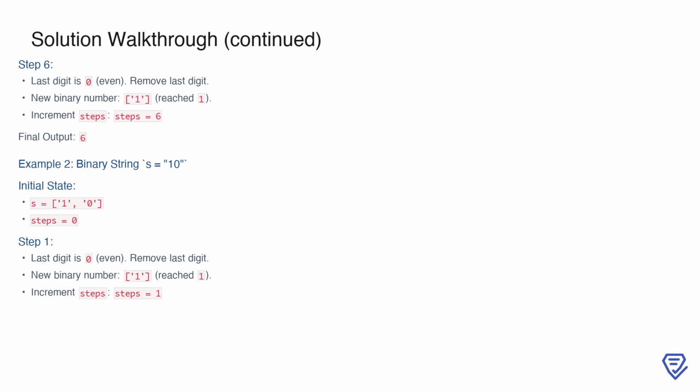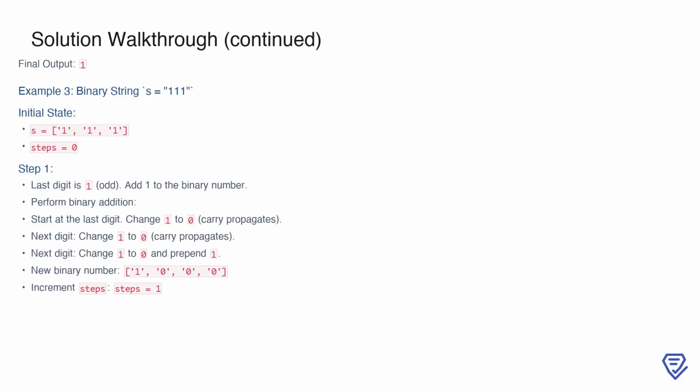The binary number is now 1, and we increment the step counter to steps equals 1. At this point, the binary number is already 1, so we stop. The total number of steps for this example is 1. For the example where s equals 10, the final output is 1.